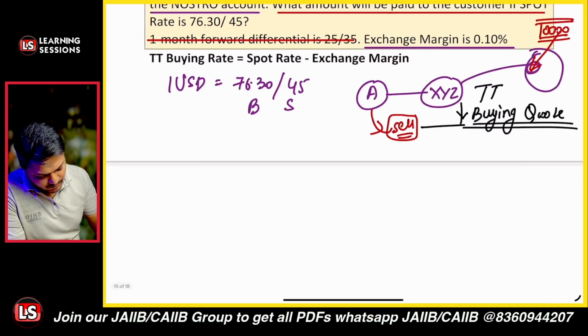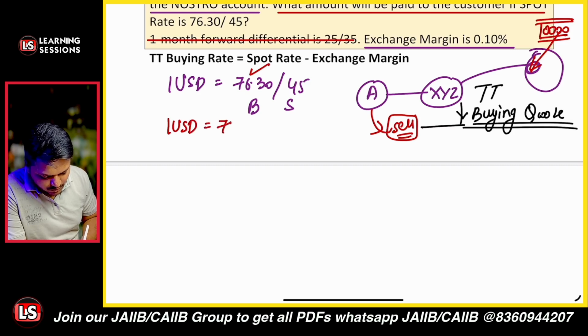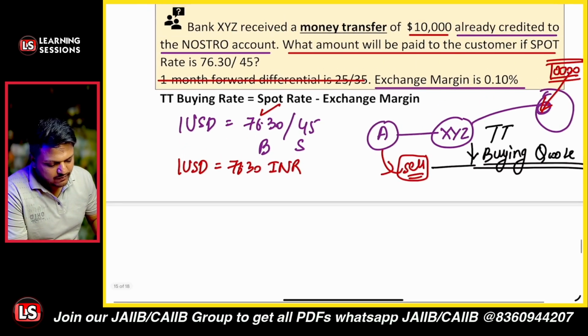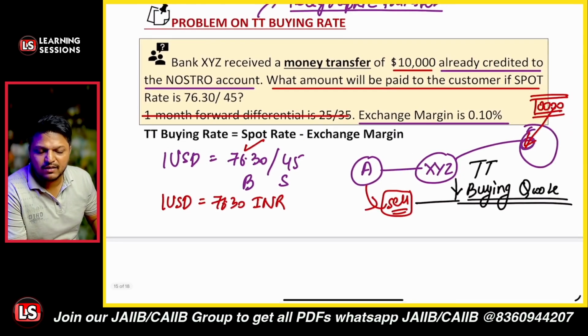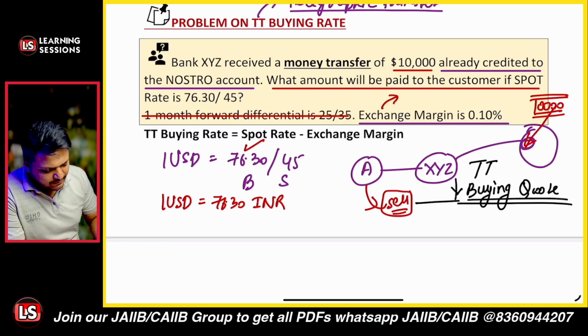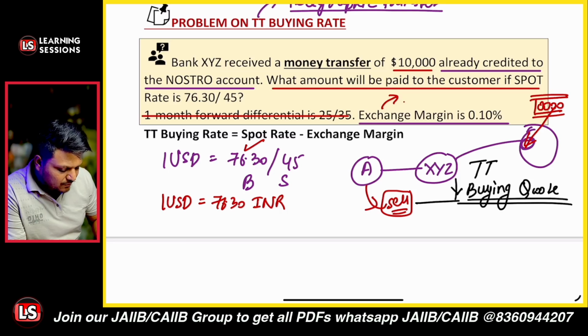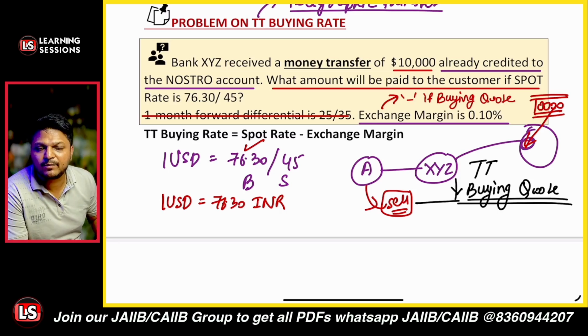So for the price which will be given to you, we are to look for the buying quote. So we'll be going for this price: 1 USD is equal to 76.30 INR, right? And if the quote is a buying quote, whether it is the bills rate or a TT rate, the exchange margin is always to be subtracted. Make sure the exchange margin is always to be subtracted if it is a buying quote. And if it is a selling quote, the exchange margin is always to be added, right?